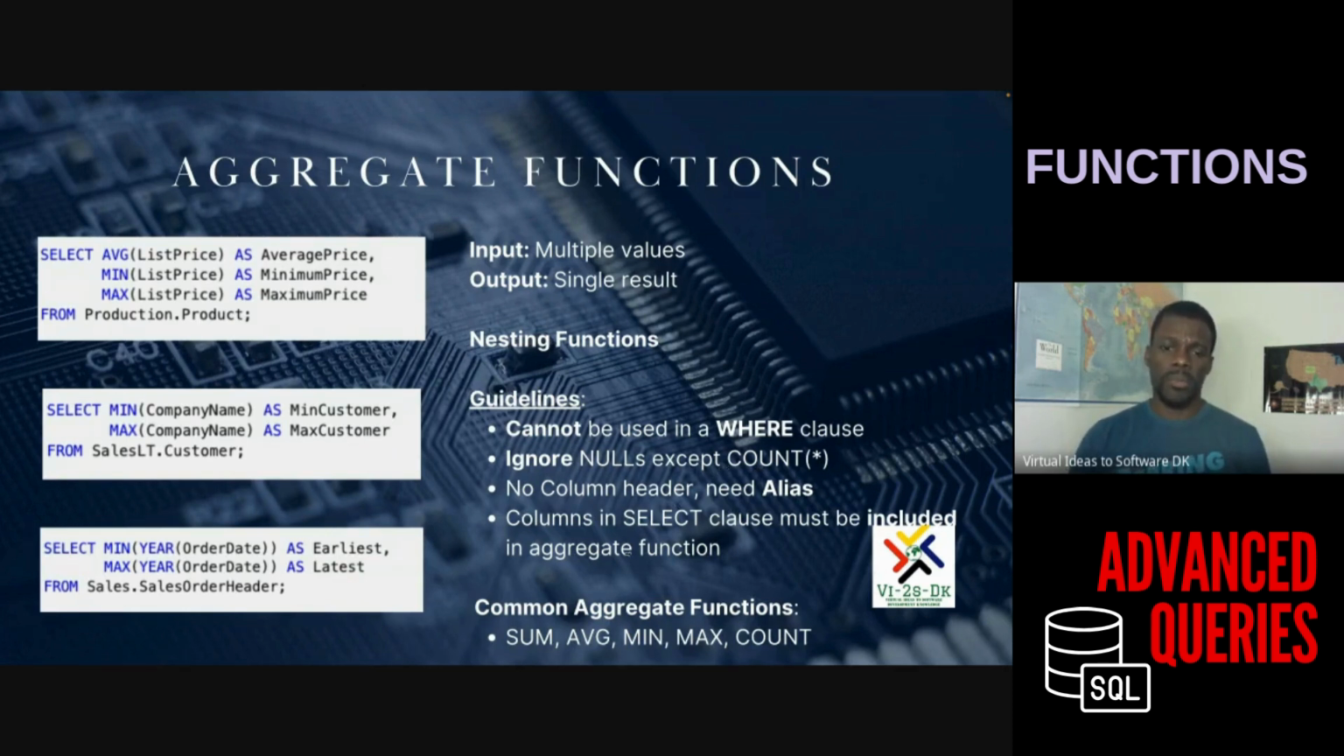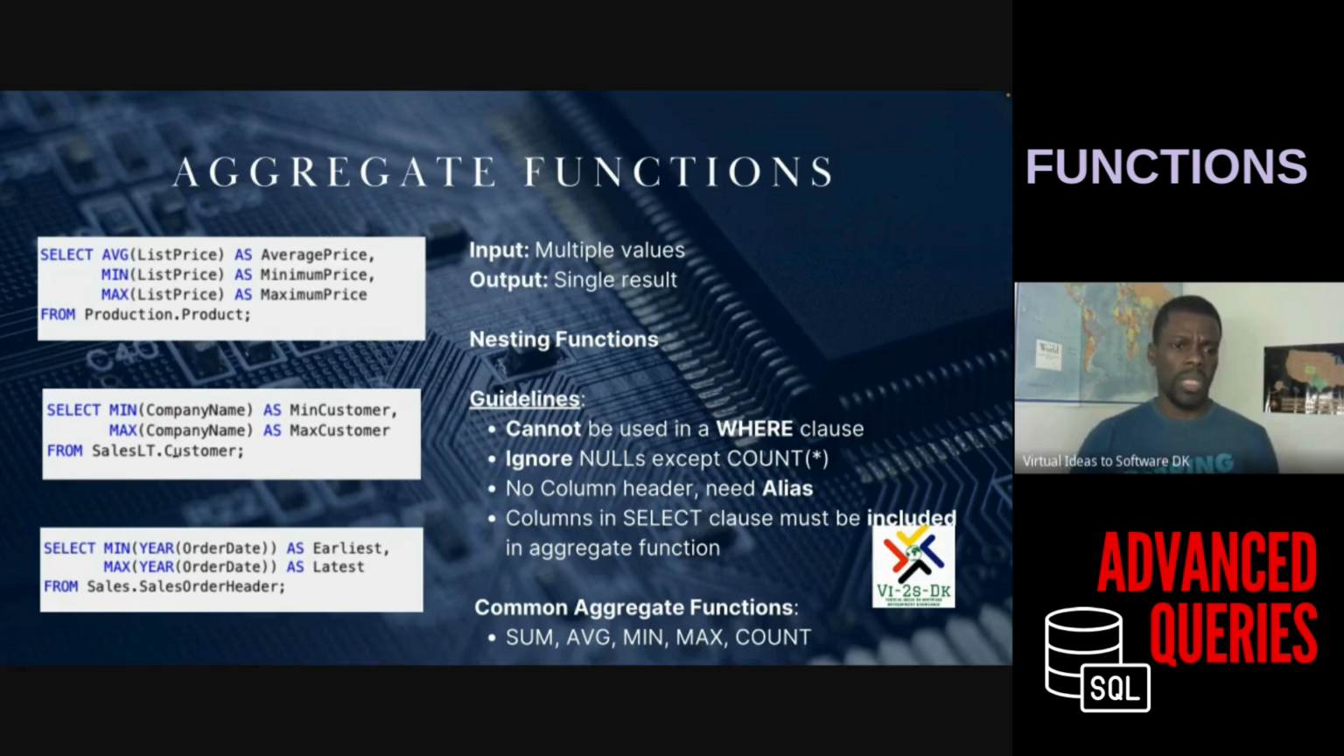You also want to remember that when using these aggregate functions, the columns usually have no headers. So it's a good idea to use aliases to make your columns more descriptive of what exactly you're doing, because it's just going to say column 1, column 2, column 3, which is not very intuitive for us. And when you're using aggregate functions, very important that the columns in your select clause must be included in the aggregate function itself. As you see in some of these examples, we're able to get the average list price, the minimum list price, and the maximum list price, and we're also using aliases to explain what each one of these values is.